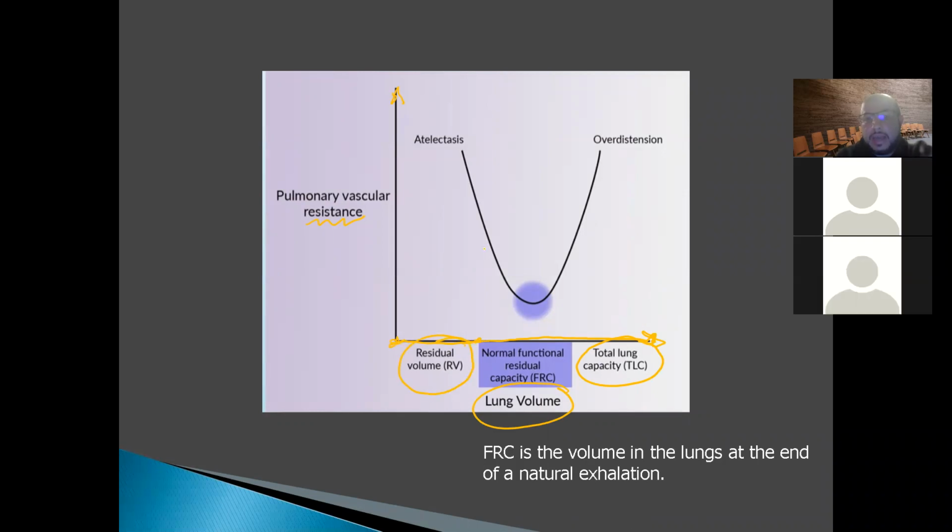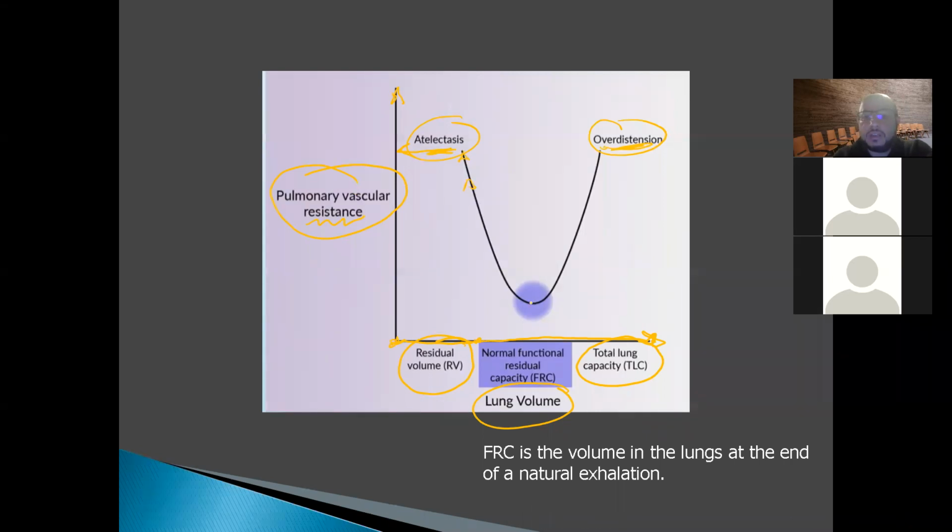You can see on both ends, either overexpansion or atelectasis, you have higher pulmonary vascular resistance. So if you are dealing with a baby, if you are over distended, you increase your pulmonary vascular resistance. If you are under inflated, or have atelectasis, your lungs collapse, then you also increase your pulmonary vascular resistance.